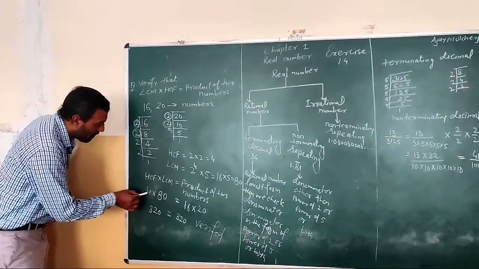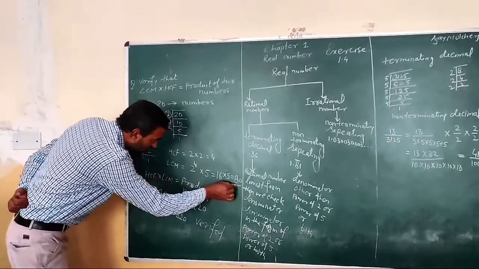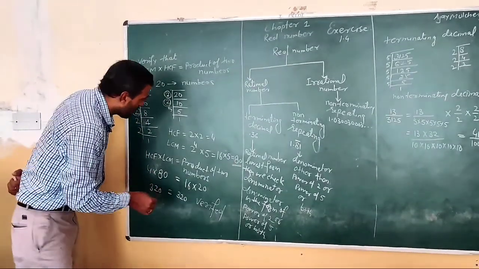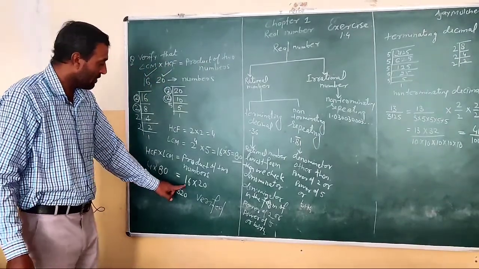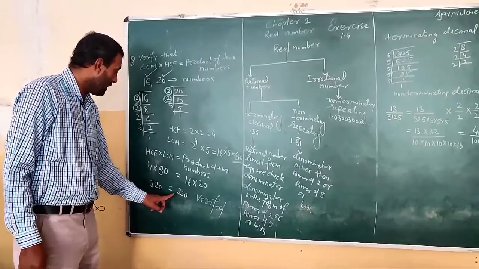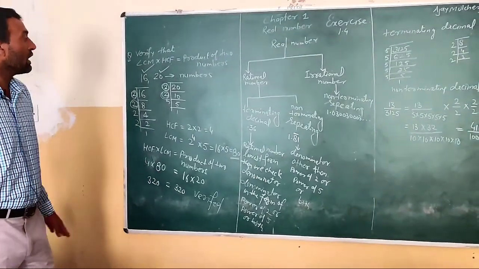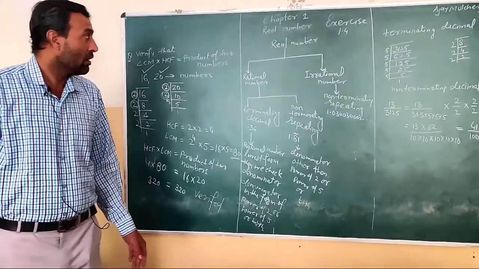So now we put in the formula: HCF into LCM is equal to the product of two numbers. HCF is equal to 4, LCM is equal to 80, replace it here, and the product of the two numbers 16 and 20. So 16 into 20 is 320, and 80 into 4 is 320, and this formula is verified.